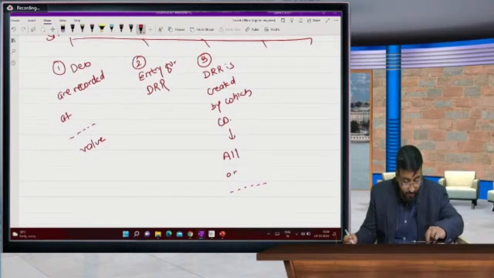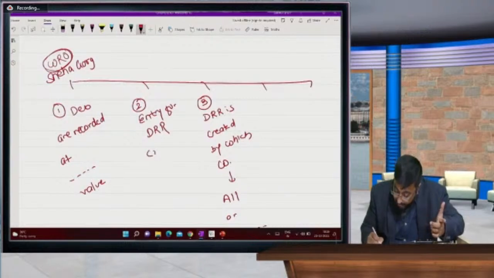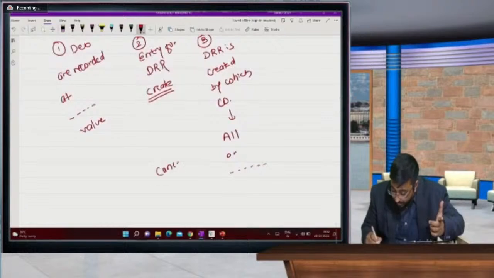सूर्या जी. First answer is face value. Okay. Second answer by Nikita Garg. Entry for DRR, better wrong entry. You answered Nikita, but it is a cancellation. I'm asking for creation. You answered it, but of cancel.